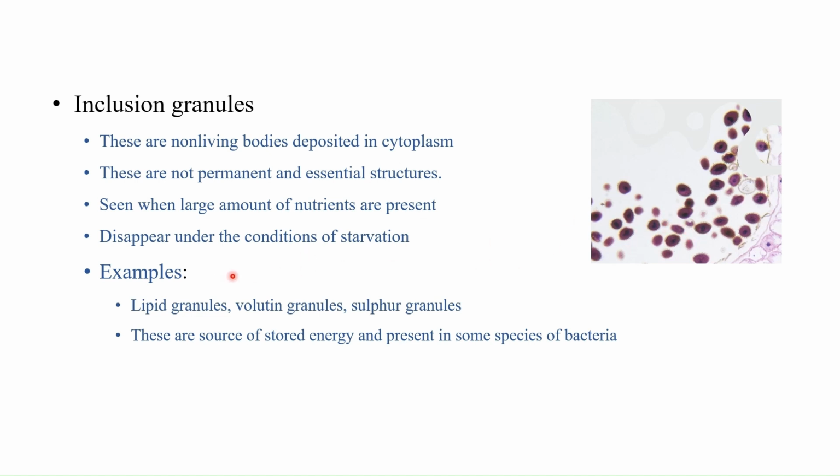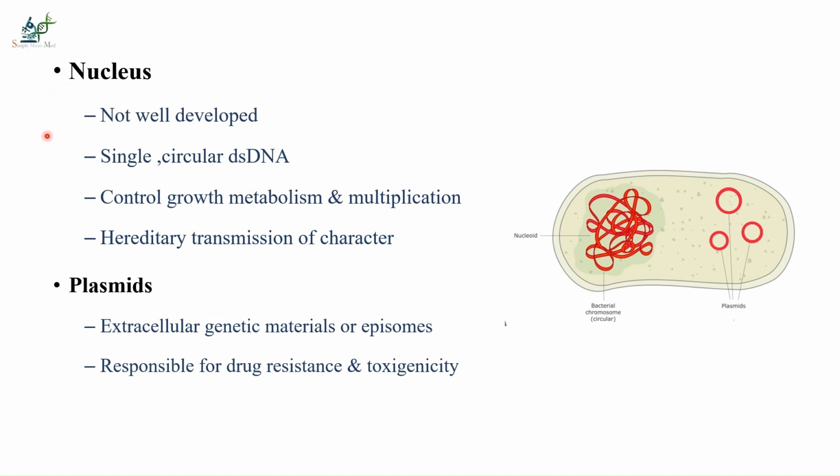The examples for inclusion granules are lipid granules, volatile granules, and sulfur granules. These inclusion granules can generally be called a source of stored energy, and they are present in some species of bacteria. They are also not always seen in the bacterial cytoplasm.